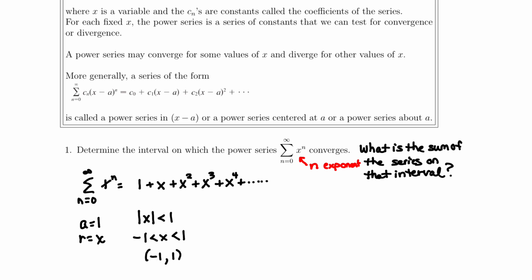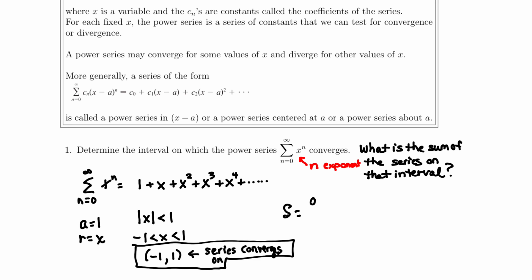And so we would say that the series converges on this interval, -1 to 1. And see if you guys agree with me, right? And what's the sum? What is the sum? 1 over 1 minus x. The sum is a over 1 minus r, which is 1 over 1 minus x.